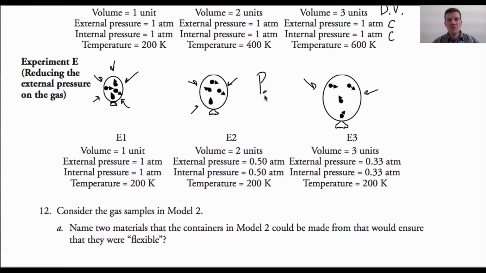So external pressure is your independent variable, and notice what is changing: the volume. That is your dependent variable. The external pressure, we already said, is going to go down. That's your independent. Internal pressure is also going to be matching that. That's why a flexible container is going to get bigger, because the internal and external pressure always match each other. And the temperature is a control.